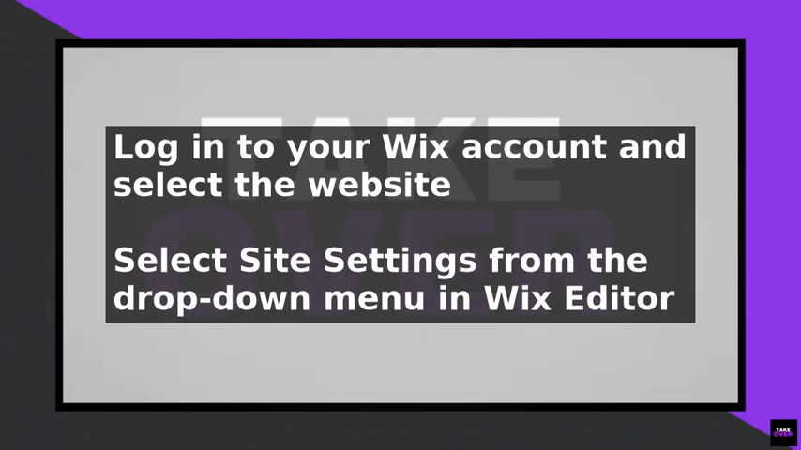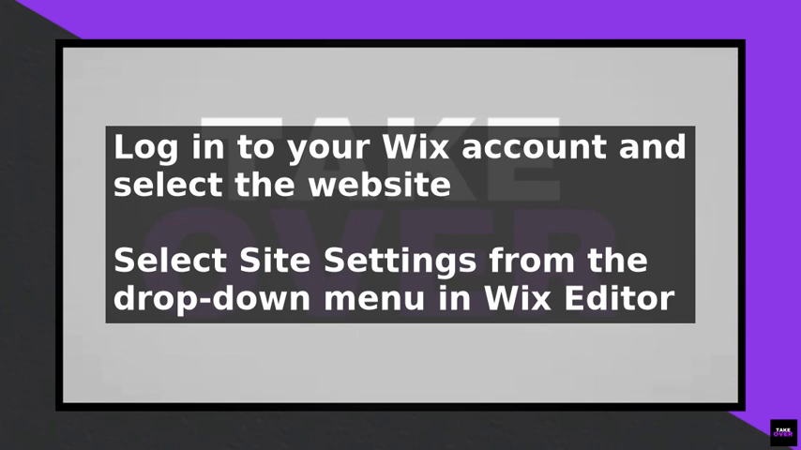To make a Wix website private, you need to follow a series of steps that will restrict public access to your site. First, log into your Wix account and select the website you want to make private. In the Wix editor, click on the settings icon and then select Site Settings from the drop-down menu.